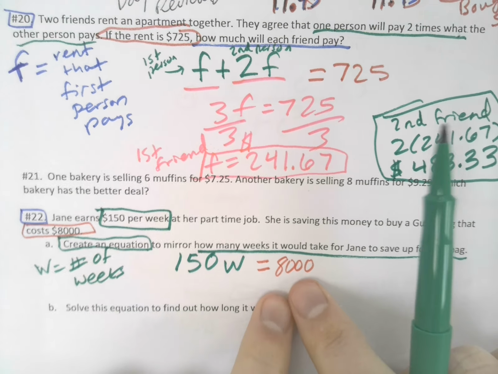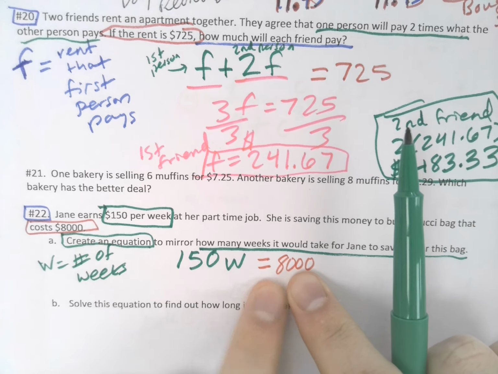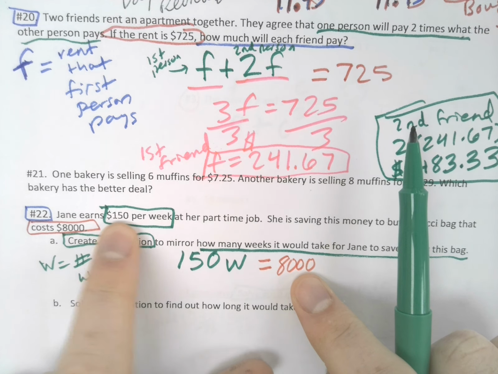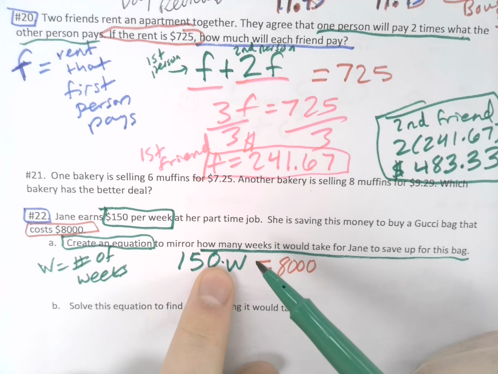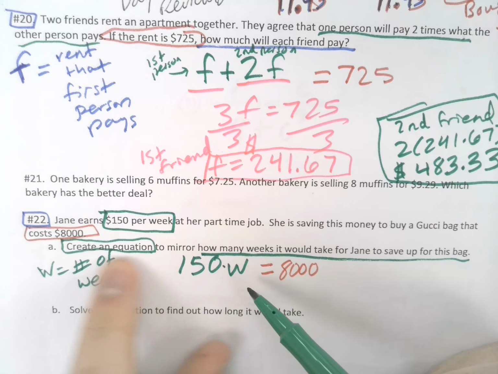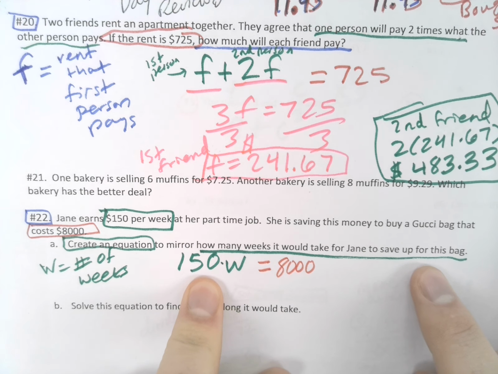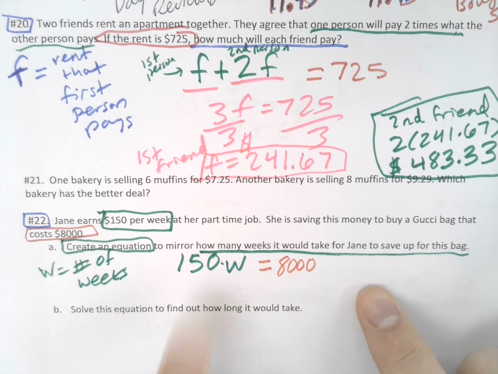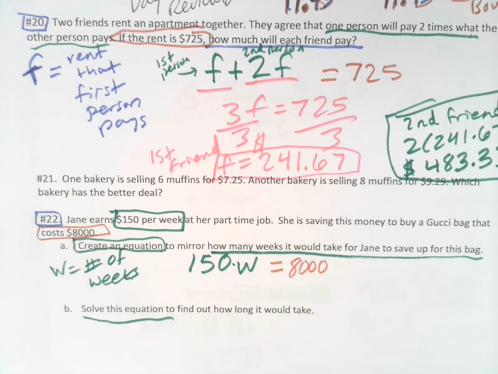Check it out. The total, this bag costs $8,000. Now, in order to get that, Jane is earning $150 per week. So 150 times W, the number of weeks. Because remember, that's what we were asked. How many weeks would it take for her to save up for this bag? So in part B, we're going to solve this equation to find out.